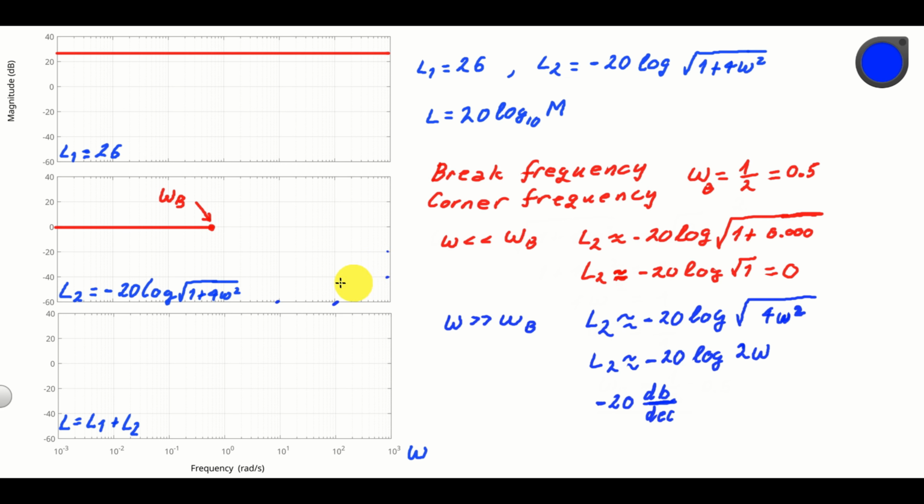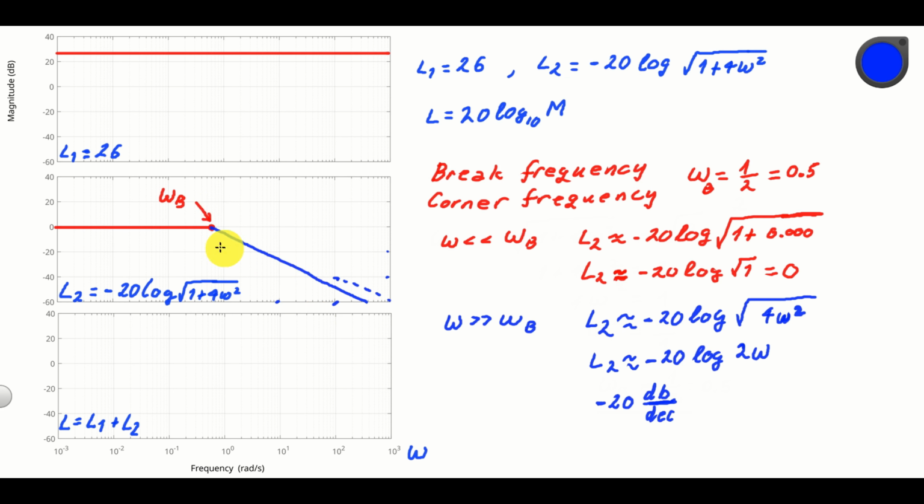And consequently, we conclude the following. After this point over here, we will have an asymptote that will behave like this function, and the slope will be minus 20 dB per decade. And let's sketch over here this slope such that we know the direction. Okay, so this is the direction, and then we need to draw a parallel line starting from ωB, and this line should be parallel to this slope over here. And let's do it, and here it is. And that's it. This is how we sketch L2 by using asymptotes.